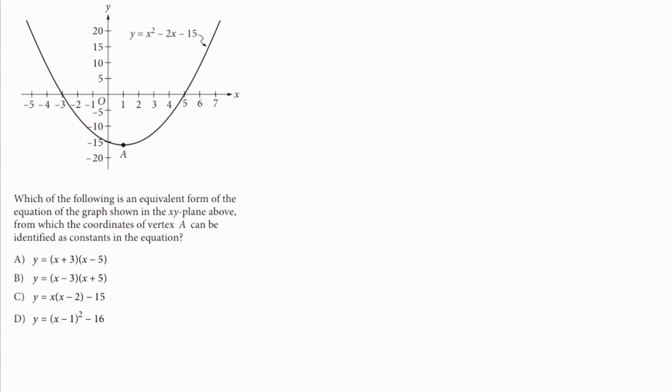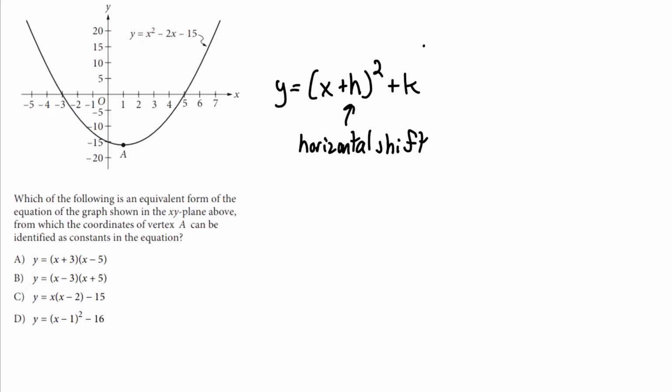In this question, we need to find the equivalent form of the equation of the graph shown in the xy plane above, from which the coordinates of vertex A can be identified as constants in the equation. This means we're going to be finding the vertex form of the quadratic. The vertex form can be written as y is equal to (x plus h) squared plus k, where h is the horizontal shift and k is the vertical shift.